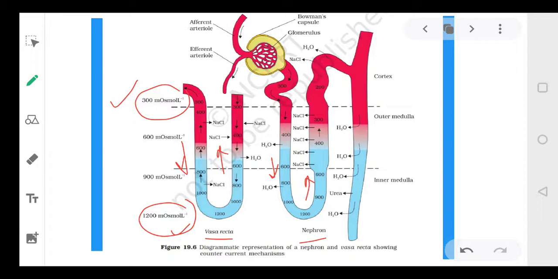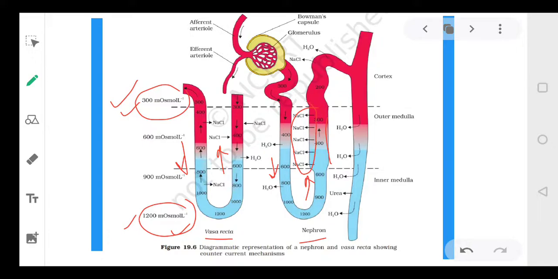Okay. Now this gradient, which is mainly caused by this difference, that is here it is 300 ml, here it is 1200 ml. This is mainly because of NaCl and urea. ये जो डिफरेंस है ये सिर्फ NaCl और यूरिया की वजह से होता है. ठीक है ना. NaCl is transported by the ascending limb. अब आपका असेंडिंग लिम्ब देखिए, ये असेंडिंग लिम्ब है. ठीक है, असेंडिंग लिम्ब में देखिए NaCl ट्रांसपोर्ट हो रहा है.